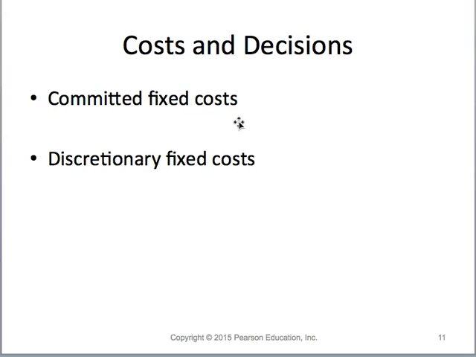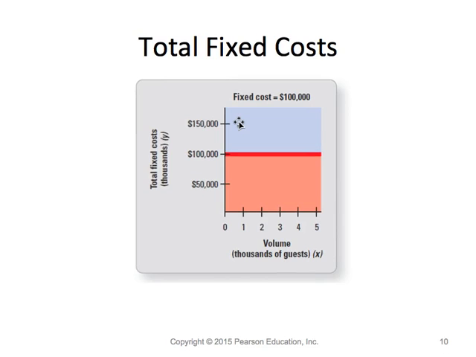So let's do a recap. We just talked about variable costs and fixed costs. For variable costs, the cost per unit does not change, but total variable cost changes along with the volume. It goes in the same direction, and it is a straight line.